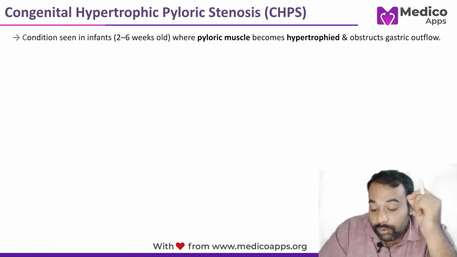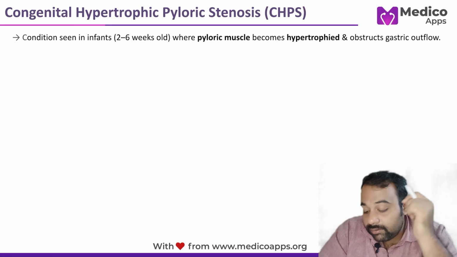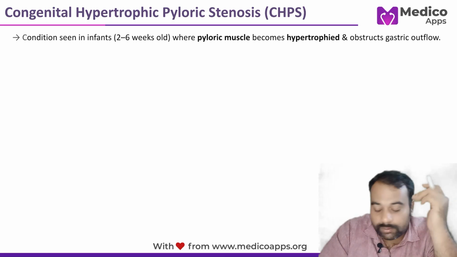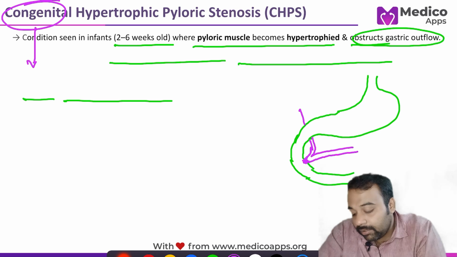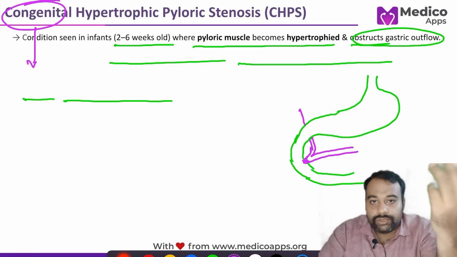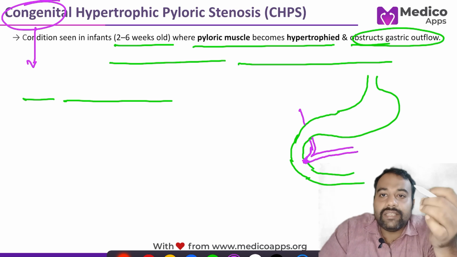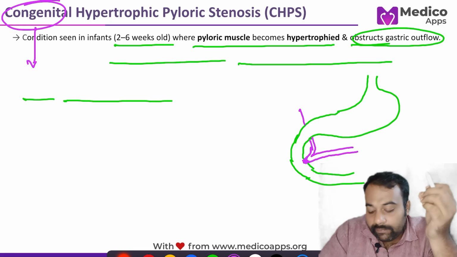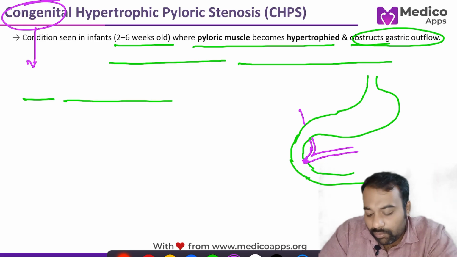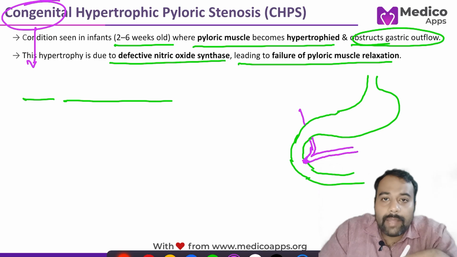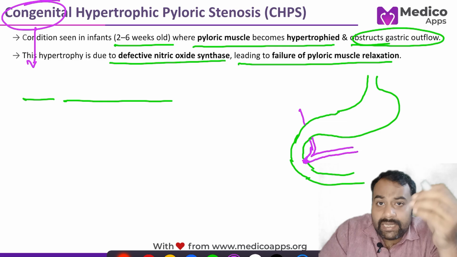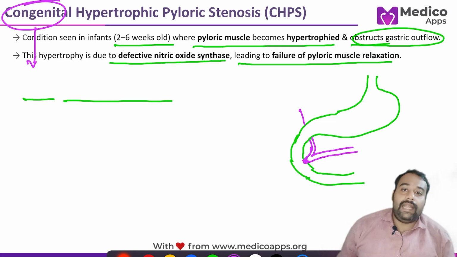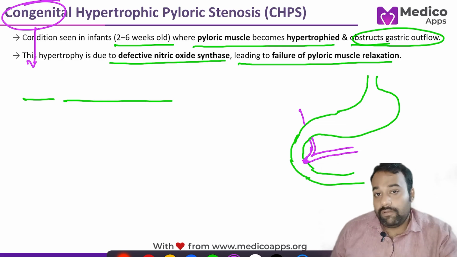CHPS basically stands for congenital hypertrophic pyloric stenosis. The term congenital itself suggests a condition typically seen in infants, around 2 to 6 weeks old. What exactly happens in such cases is that the pyloric muscle gets hypertrophied, and as a result there is formation of a gastric outflow obstruction.